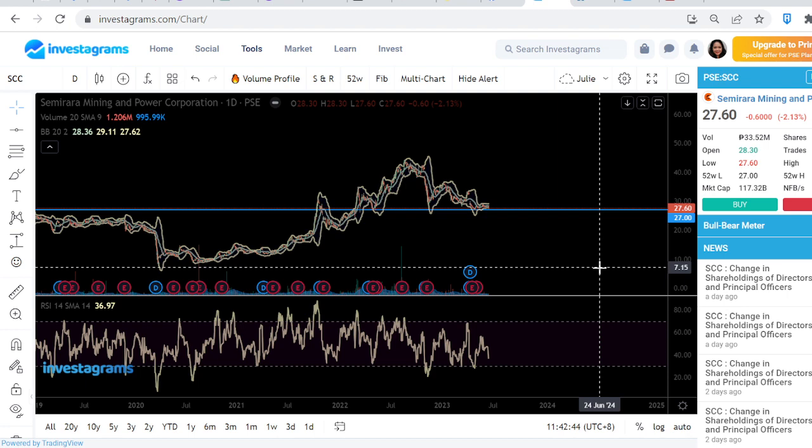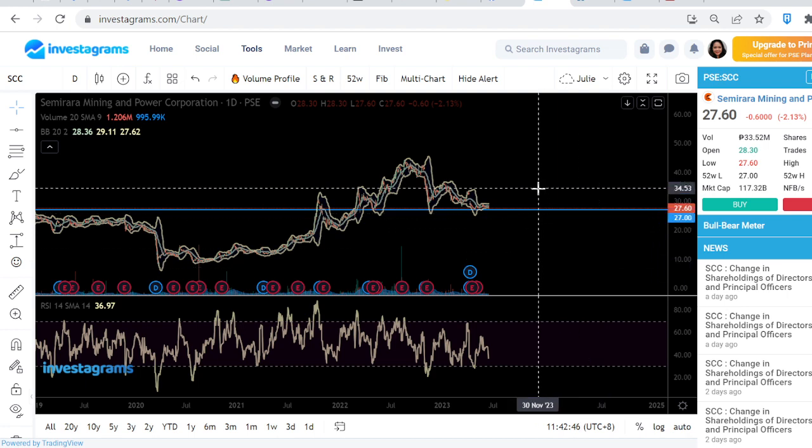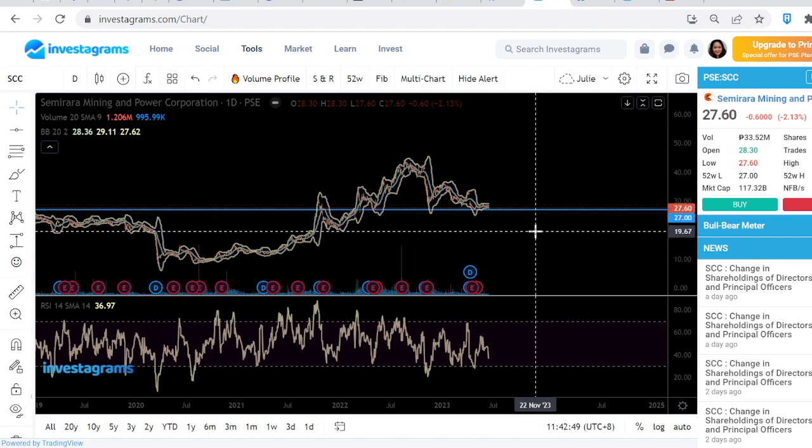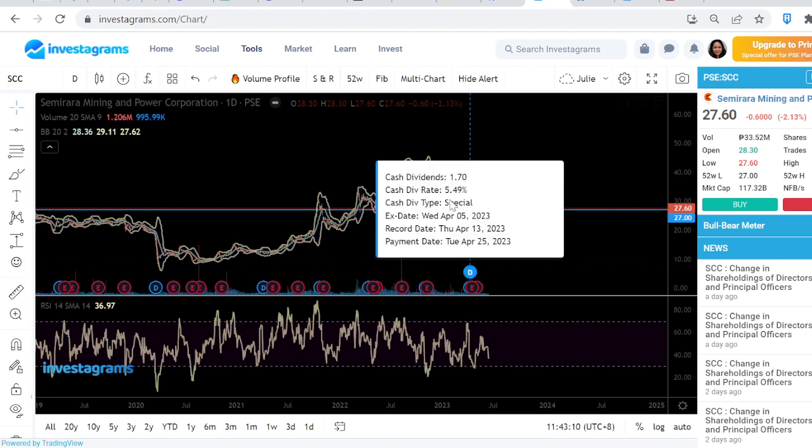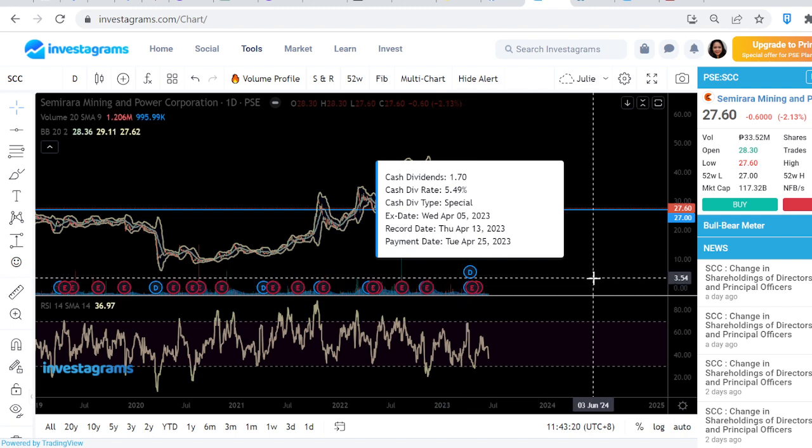Kung ang yield niya umaakyat year-on-year at nakuha mo siya at lower level, that would simply mean if the yield is at 10% for this year, your actual yield, since you got that at a very low price, is more than 10%. Because the way they compute that is they're basing it on the price at the moment. So for example, ito, sinabi nilang 5.49% because that's based on the current price. What is 1.70 of that price level nung time na ni-release nila?